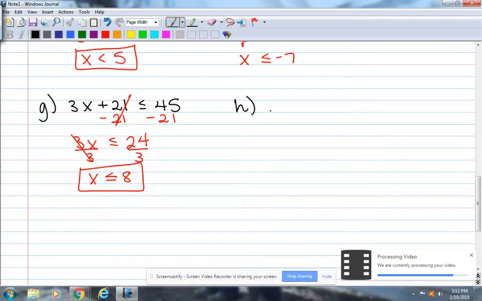All right, let's try one more. 5x minus 7 is less than or equal to 6x.